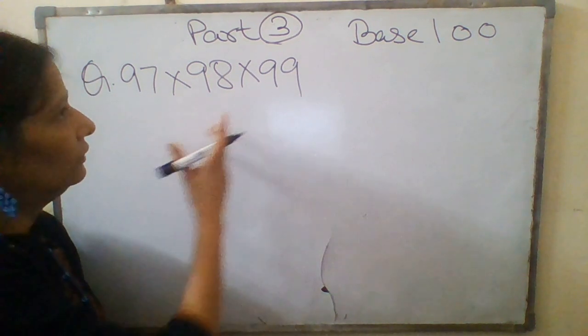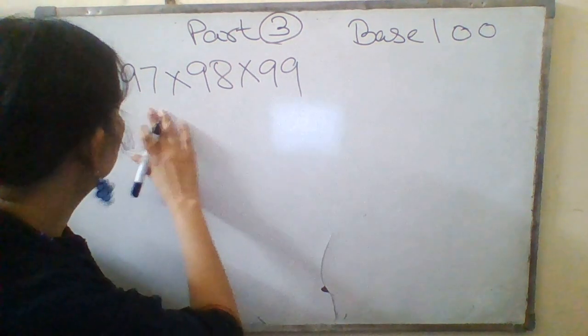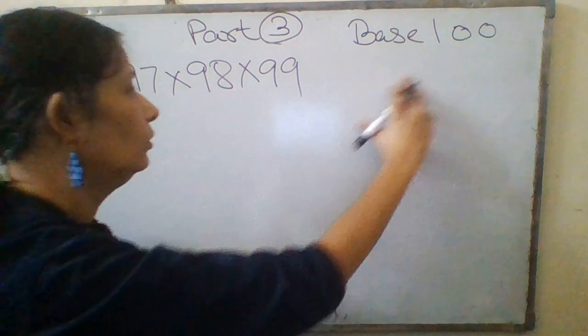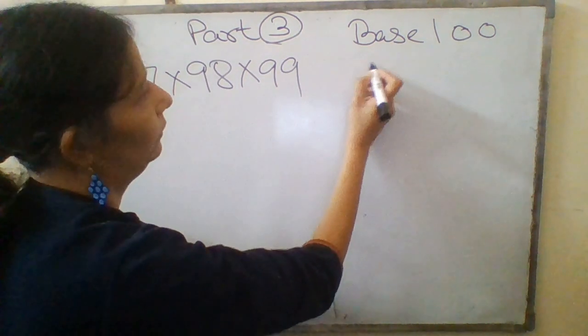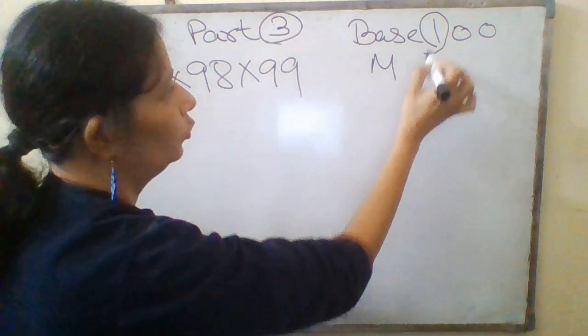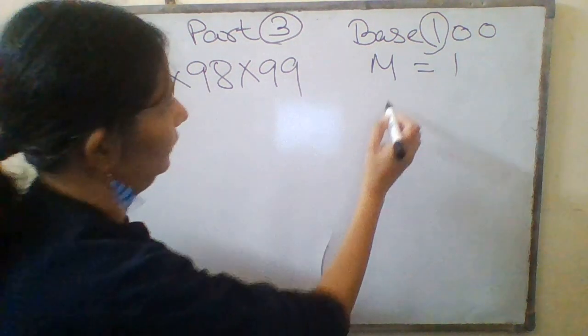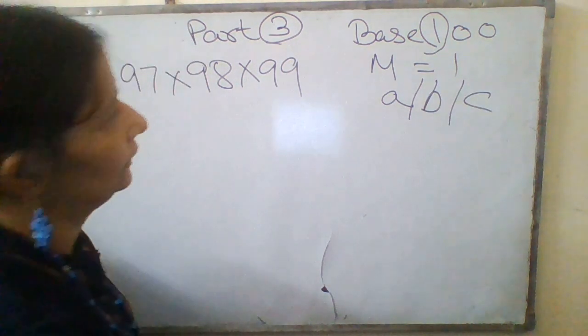Now what is the base here? The base here is 100 because these three numbers are close to 100. First you have to find out the multiplier. What is the multiplier here? This one is your multiplier. Then you have to find out A slash B slash C.